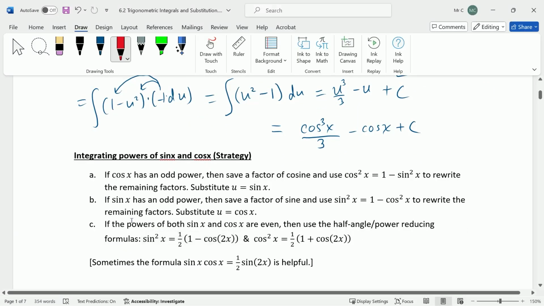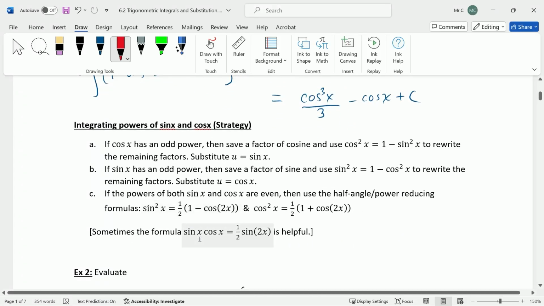So if neither sine of x or cosine of x have odd powers, in other words, if the powers of both sine of x and cosine of x are even in the expression, then we have to use half angle and power reducing formulas to rewrite the integral. So you should recall from trigonometry, the sine squared of x is 1/2 times 1 minus cosine of 2x, and cosine squared of x is 1/2 times 1 plus cosine of 2x. And you're going to use these formulas fairly often, so if you don't have these memorized now, this is a good one to throw on some note cards and drill a bit because they are really, really important.